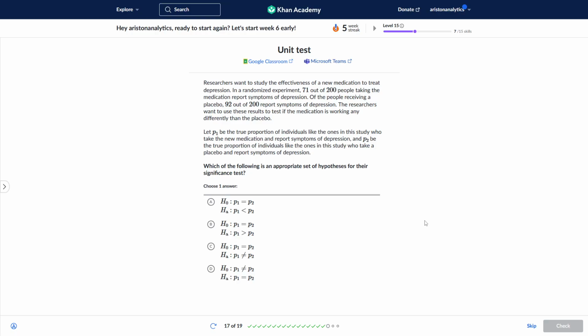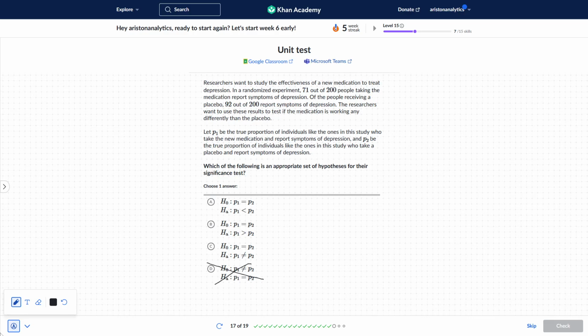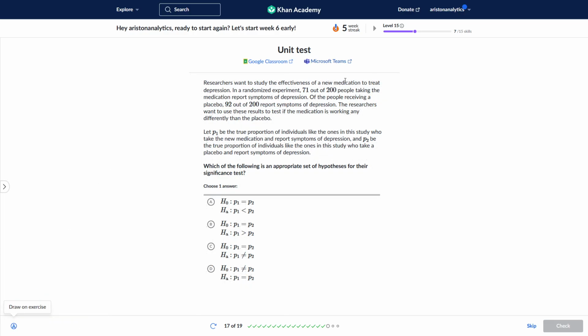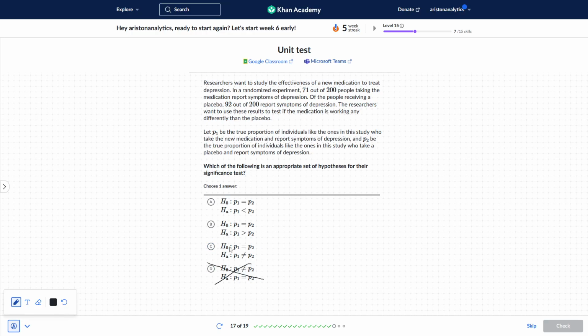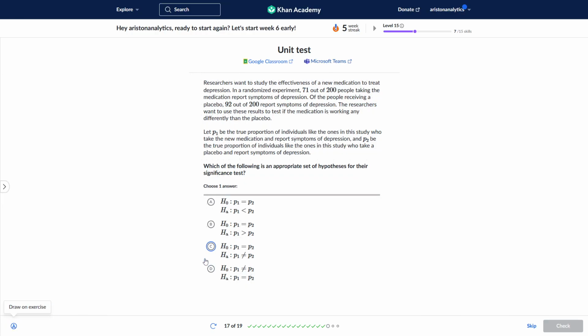Which of the following is an appropriate set of hypotheses for their significance test? Okay. Immediately cross this one off. Is working any differently? So it's any differently, meaning either direction. It's probably that.